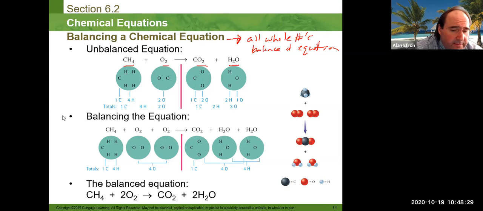And also really important in that sense is when we go to balance, the only numbers we change are the coefficients. So it is only the coefficients, those numbers in front, that you should change. You should never change anything that is like a subscript or anything like that in the formula, because if you change the subscript, then you change what it is.